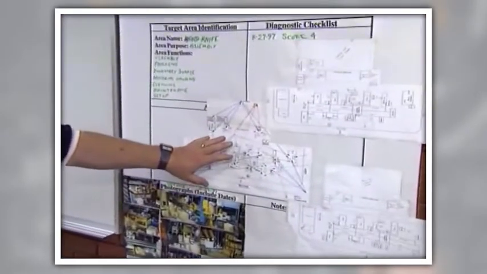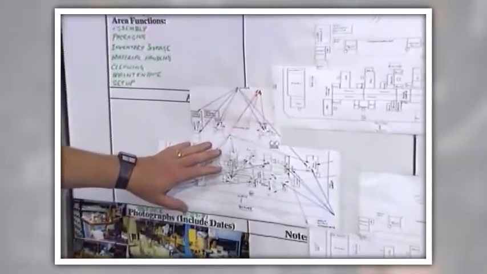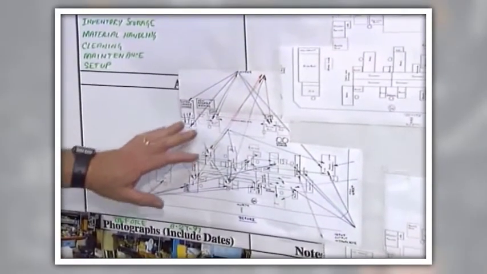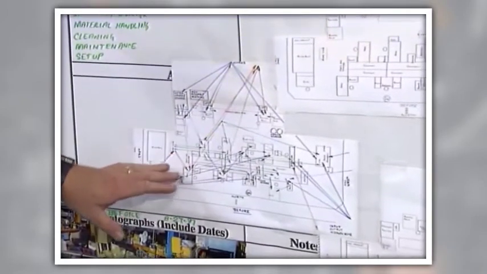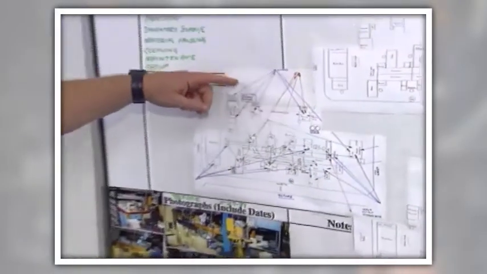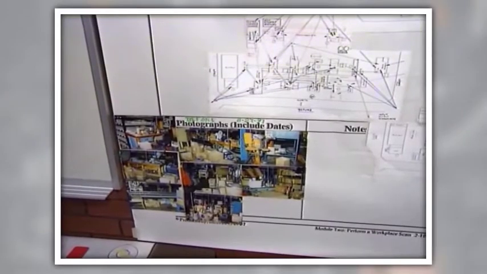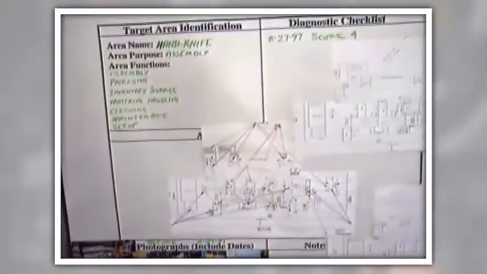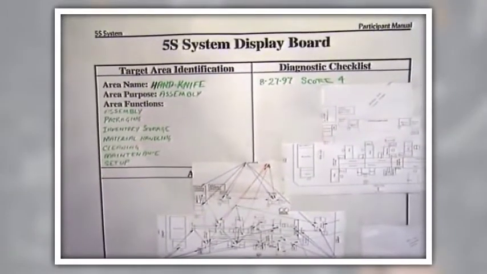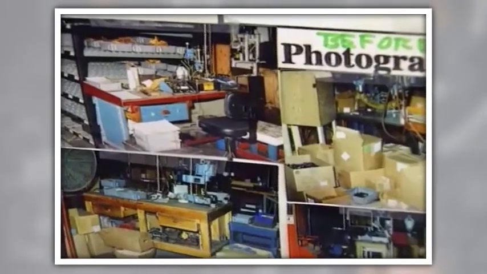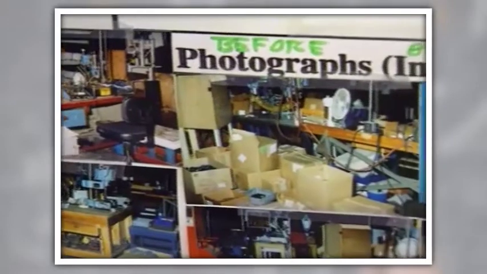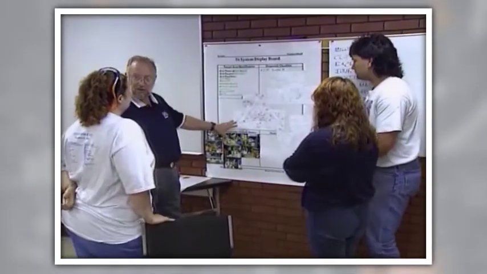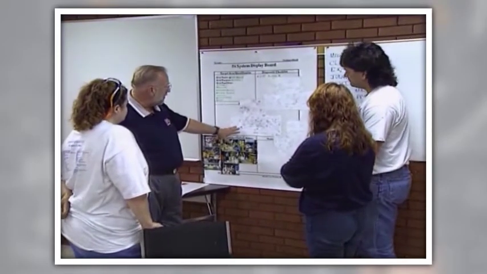To create the scan display, bring together the elements of the scan on a large display board. Especially, include the area map and the arrow diagram showing the physical path of the work. Also, show the diagnostic checklist summarizing areas that need improvement, and display the before photographs, leaving space for the after pictures. Using this display, make a presentation to everyone who uses the target area.